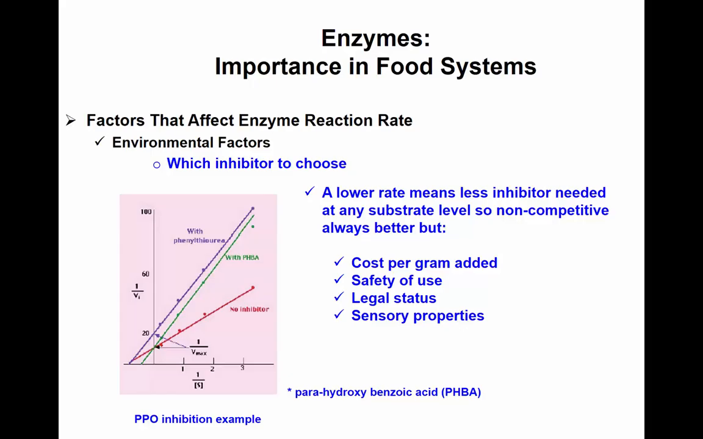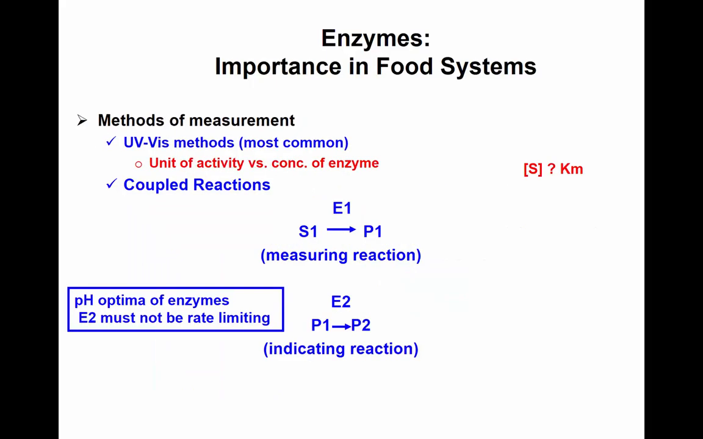So the few things we need to keep in mind when choosing a non-competitive inhibitor, first of all, what's the cost of using that? Safety, is it safe to use? What's the legal status? Does it have GRAS? What's the quantity that can be used? And does it impact at all the sensory aspects, flavor, color, taste? Well, we're trying not to have color, but. So always remember that with non-competitive inhibition, if the cost is considerably low, if it's safe and has a legal status, then it's always preferable, because regardless of the substrate concentration, the rate will be lower at low inhibitor concentration.